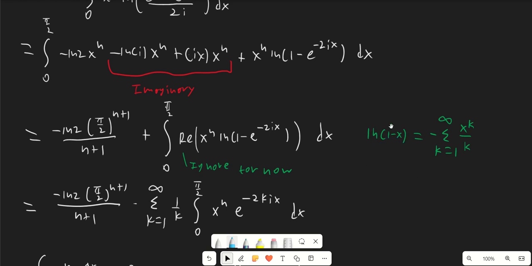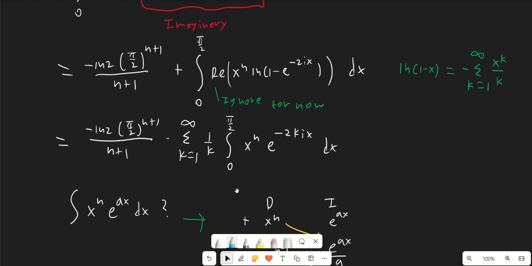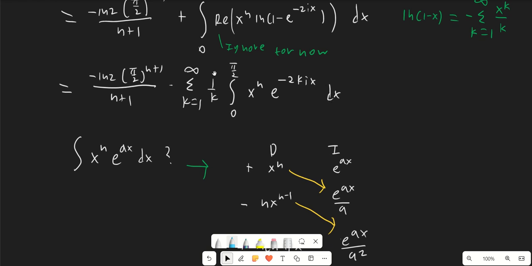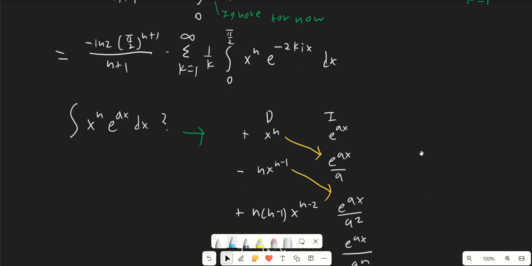So we're going to use this identity that the natural log of 1 minus x is negative the sum from k equals 1 to infinity of x to the k over k. So this gives us this integral right here with a summation as well, just taking this as this x. And now we end up with this kind of difficult to do integral, but luckily there is a simple way to turn this into a generalized formula using integration by parts.